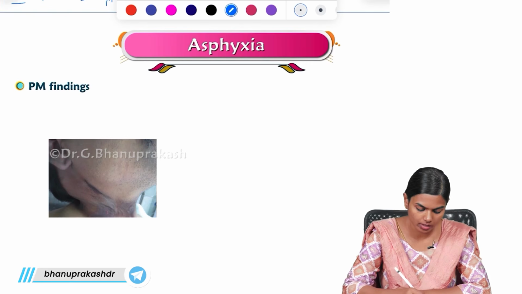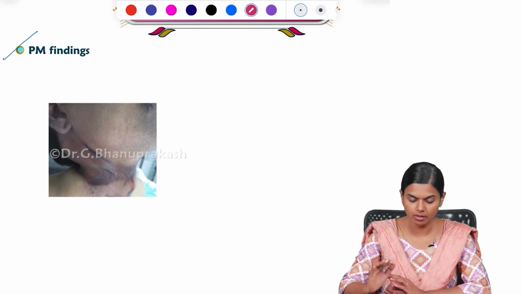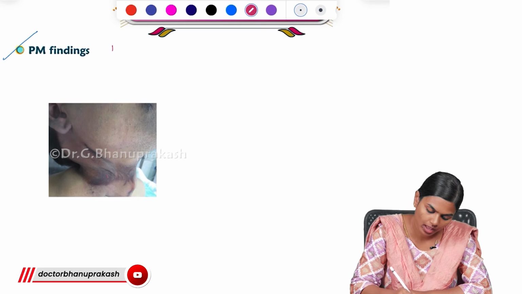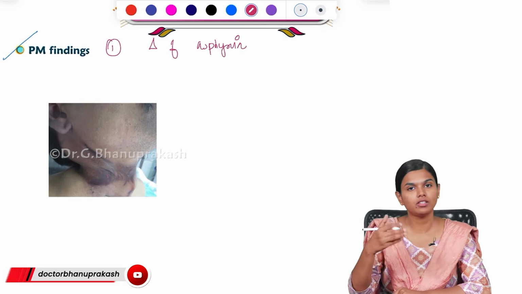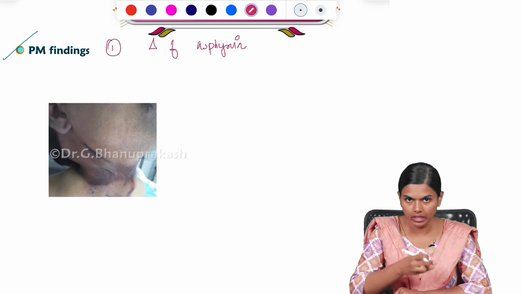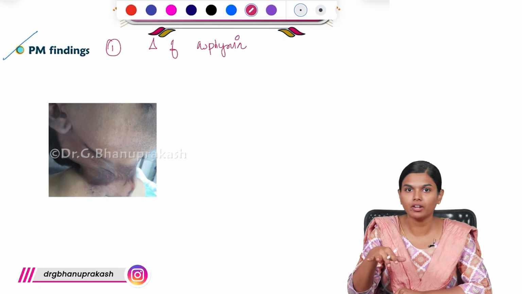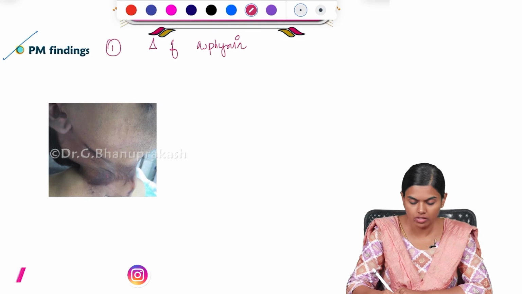Now we are going to see the post-mortem findings, which is also a very important part. This is the main part in forensics, right? In post-mortem findings, the first thing that we have to note is the triad of asphyxia. What is the triad of asphyxia? It is congestion, petechiae and cyanosis, right? All these 3 things you can expect to see in all asphyxial deaths. Congestion will be there, petechiae will be there, and cyanosis will also be there.